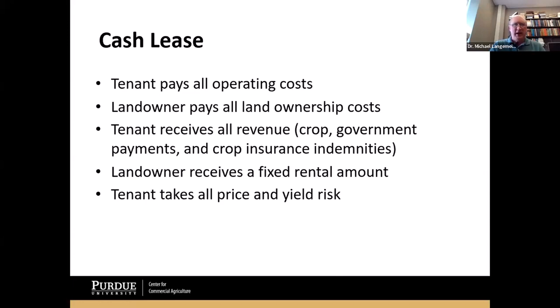In this case, the operator, the tenant, receives all revenue, crop government payments, and crop insurance indemnity payments. So it's less record keeping for them in terms of the revenue. And the landowner, as I said, receives a fixed rental amount. The tenant takes all price and yield risk.